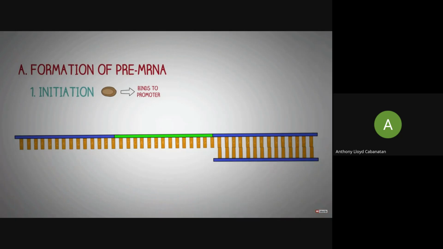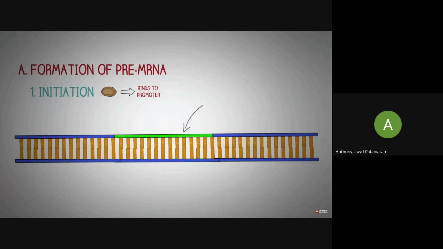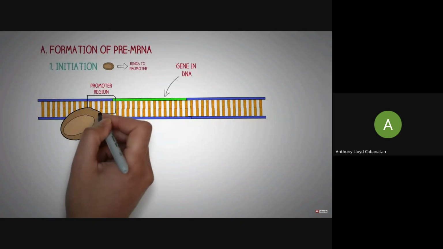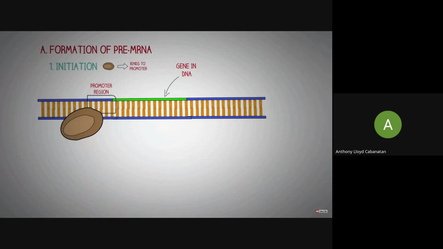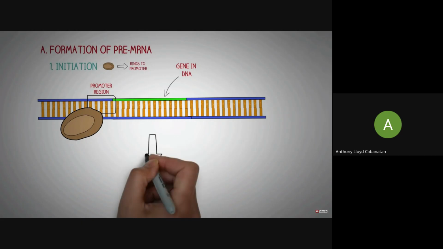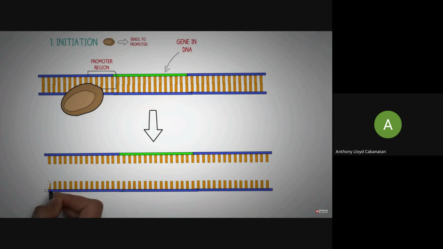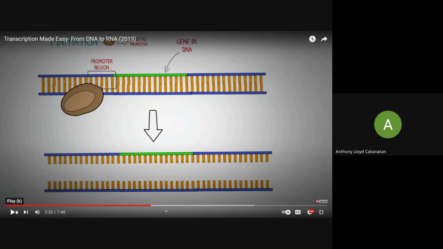Now let's suppose this is a gene that is shown in the green that needs transcription. At the beginning of each gene, there is a sequence of base pairs known as the promoter region of the gene. The promoter region serves as a guide which tells the enzyme RNA polymerase where to attach. Once the RNA polymerase binds to the promoter region, it separates these two strands of DNA, providing the single-stranded template.